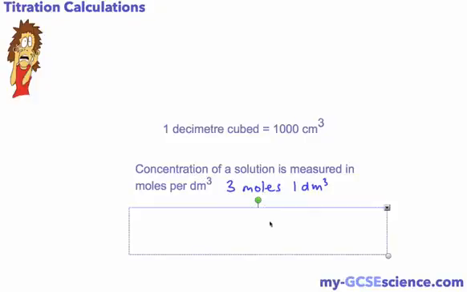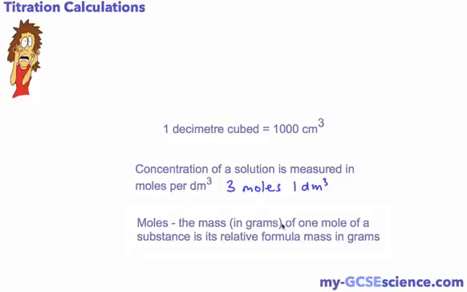The last thing I want you to get your head around, we have come across this before, but we do need to know and understand it, is that when we're talking about moles, the mass in grams of 1 mole of a substance is its relative formula mass in grams. What does that mean? If this is very confusing for you, you could go back to look at the video I did on moles in Unit C2, but I'll give you a quick summary. If we have, for example, sodium hydroxide, the mass in grams of 1 mole of sodium hydroxide is its relative formula mass in grams.